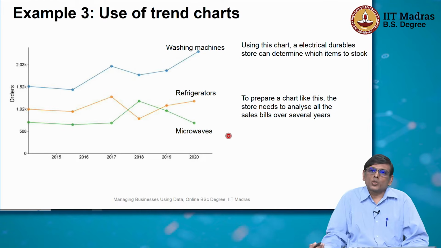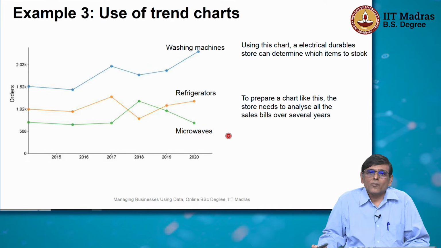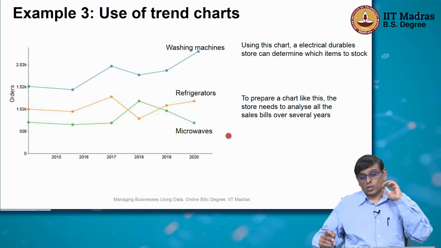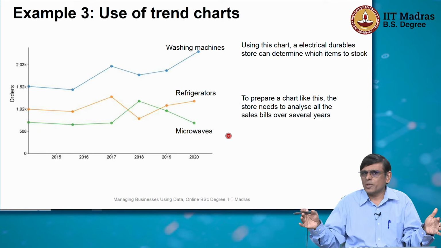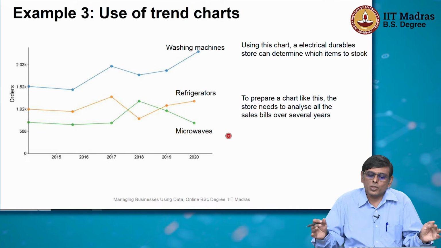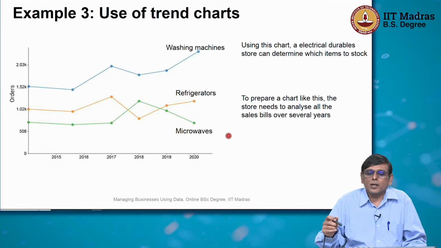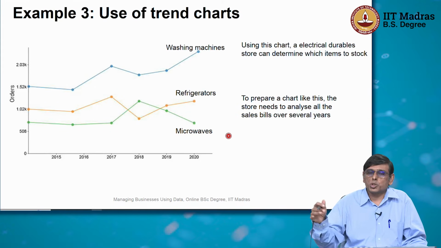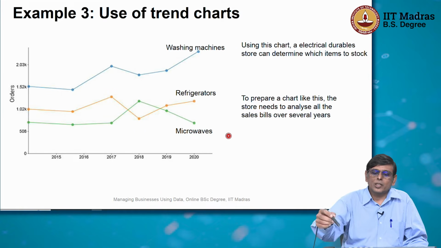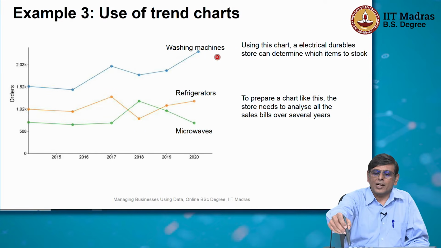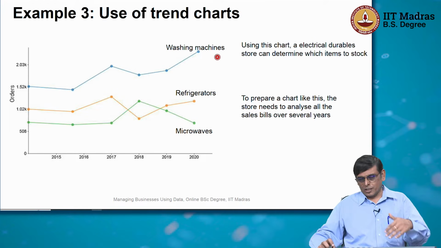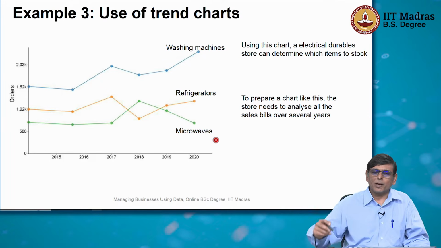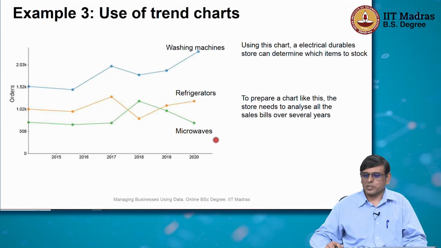Now, why is such a chart useful? It is useful because the shop has to decide what equipment it will keep on display, right? Because the shop is a small limited space. If it has to use that space in the most effective way, it has to keep the things that are moving fast, which means the ones that are selling more, those items it should stock in the store and display. So in this case, it can say that washing machines are an increasing trend, so keep more space somewhere near the entrance for washing machines, and then refrigerators may be the next space that you give, and microwaves you can put in the back and give lesser space, something like that.